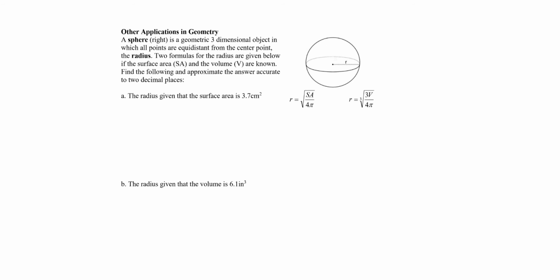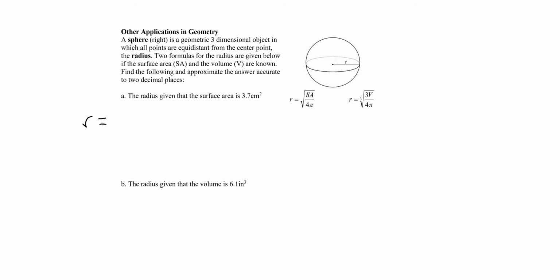All right, here we're going to use other applications in geometry. We have a sphere, and they've given us two formulas. The first one is how to find the radius given the surface area, and the second one is how to find the radius given the volume. So first we're going to find the radius given that the surface area is 3.7 centimeters squared. All I'm going to do is plug that into my formula.